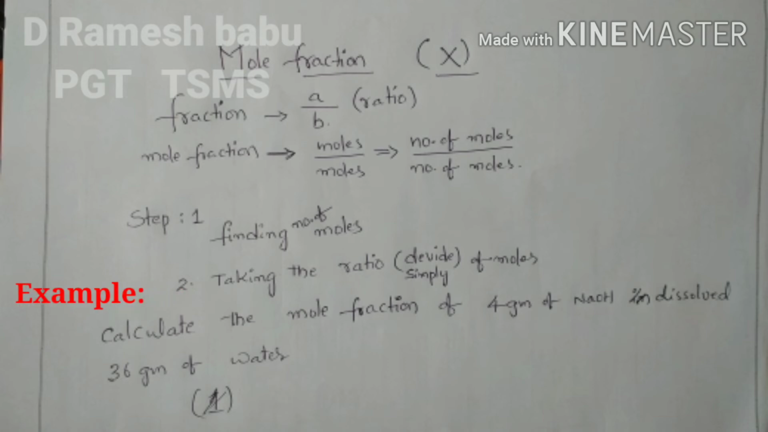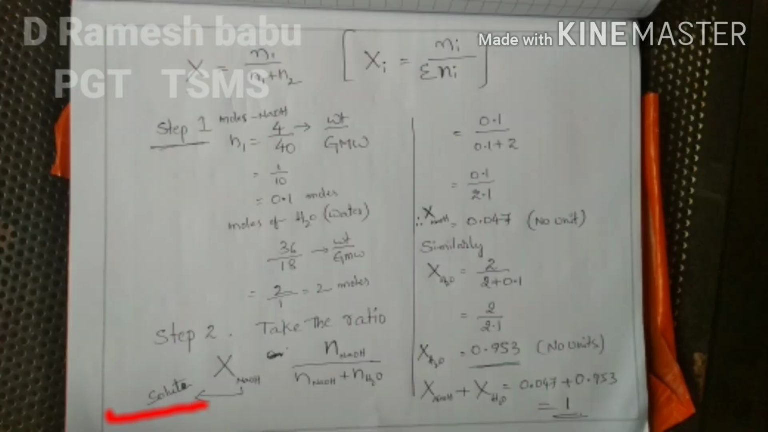Example: calculate the mole fraction of 4 grams of NaOH, sodium hydroxide, dissolved in 36 grams of water. Let us calculate this using the data. X is the symbol for mole fraction. The formula is N1 by N1 plus N2. If there are i components, the moles of the ith component by the total moles, sigma Ni, is the formula. So let's take step 1.